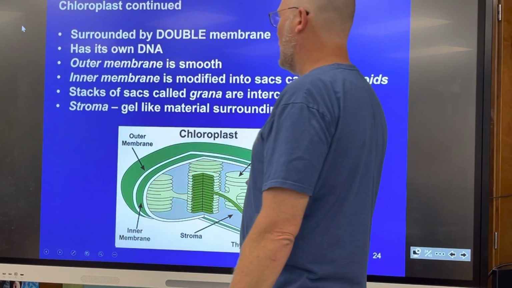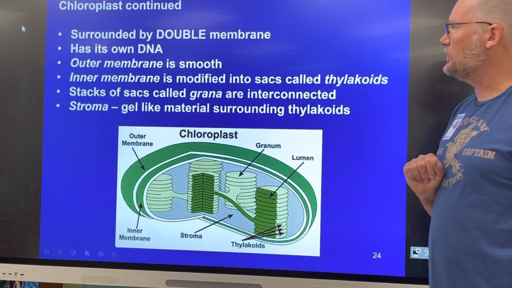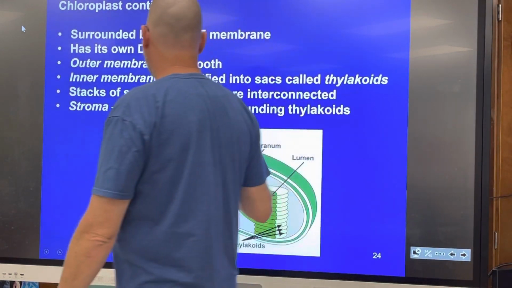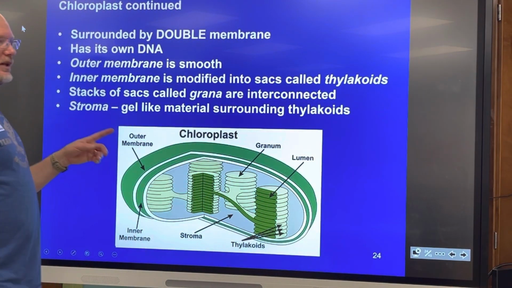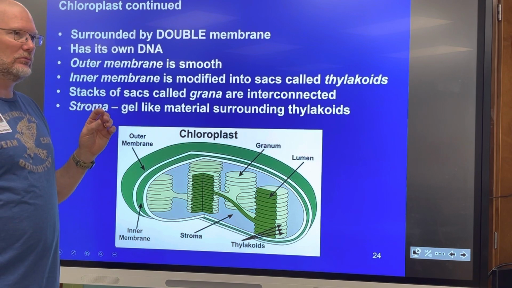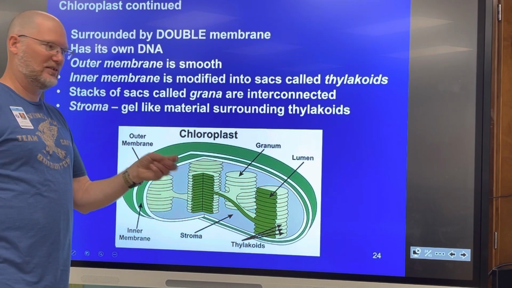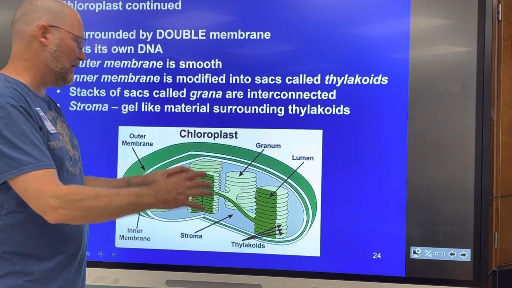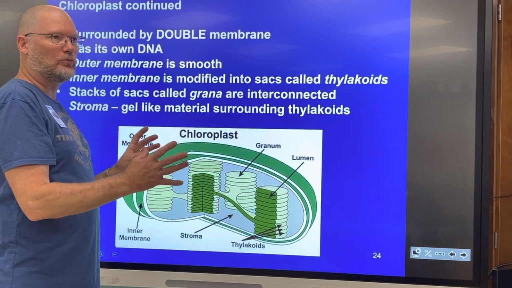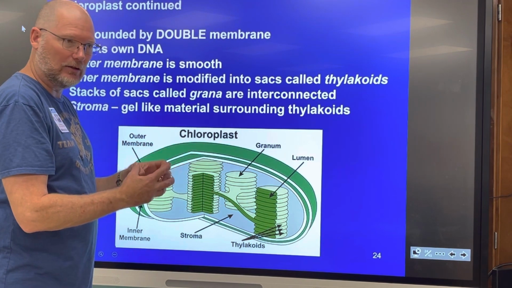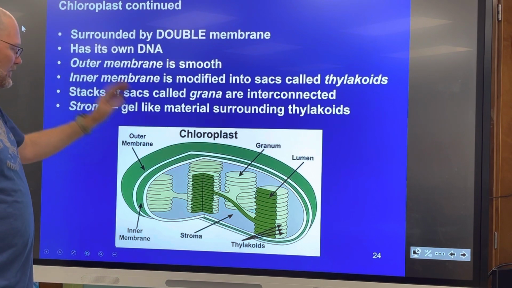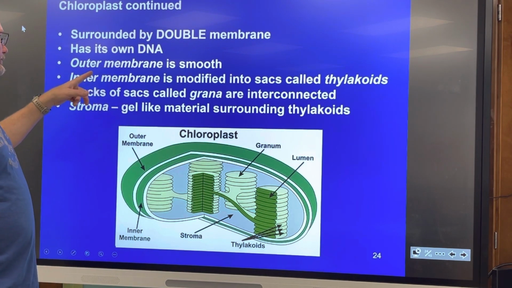And then this is the last slide about chloroplasts. Again, we're on slide 24. They have a double membrane. So they don't just have a single one. Remember, these are inside of a cell. This is not a cell. This is what's inside of a plant cell. It has its own DNA, which is pretty amazing.